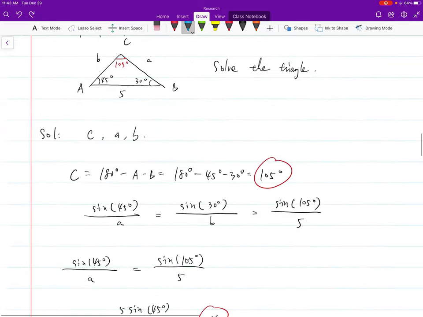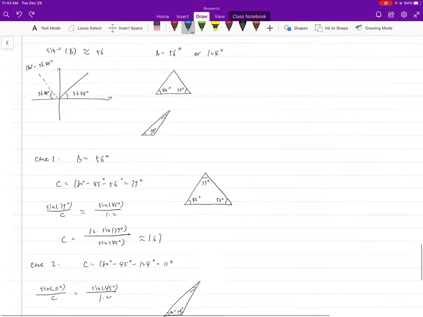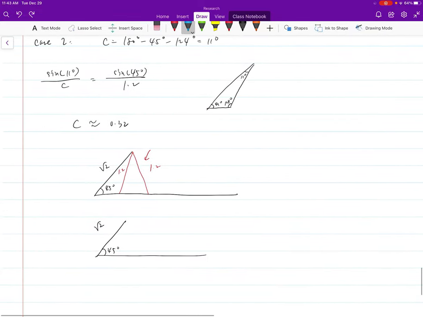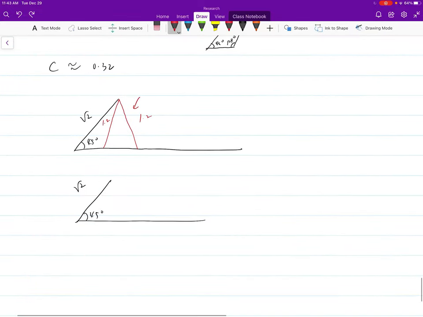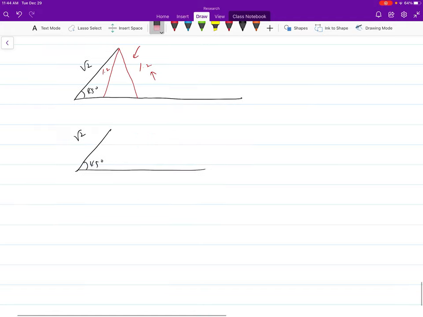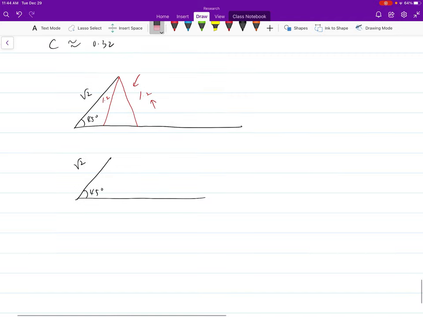So what you have here is two possible cases. You have two possible cases when this side is short, and you have only one case if this side is long. And where do they differentiate? The side you are looking for is exactly square root of 2, which is the same side as what you have for B. Longer than that, you have one case. Shorter than that, you have two cases.